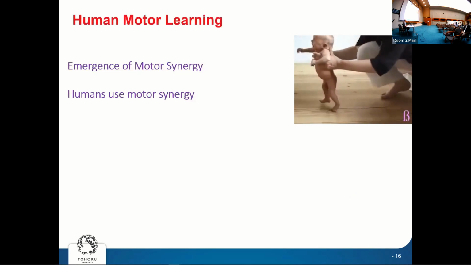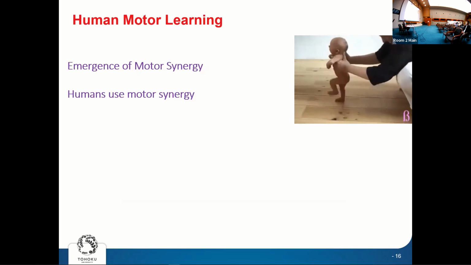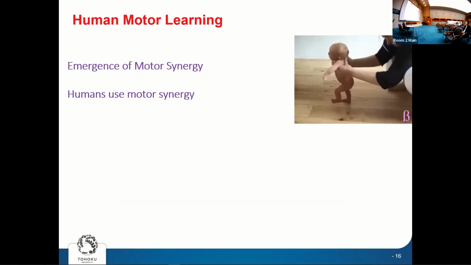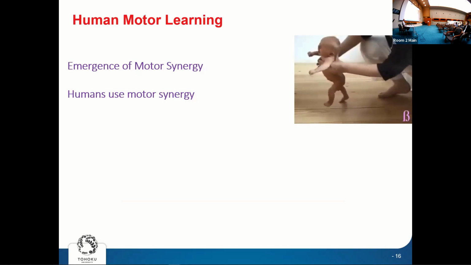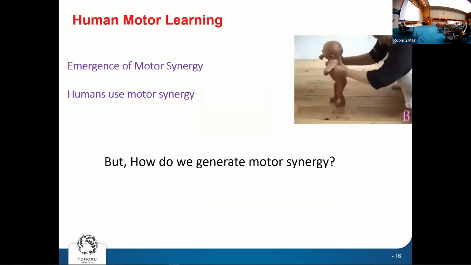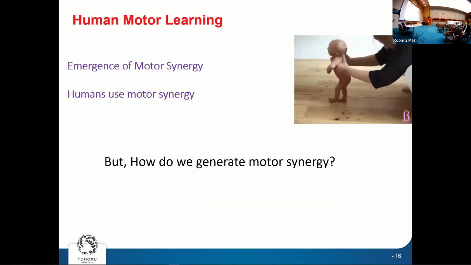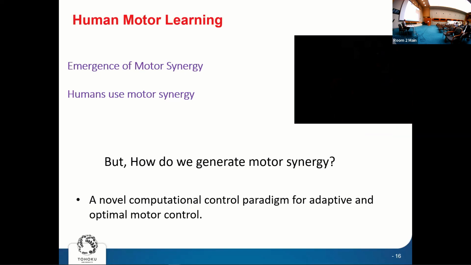This is a motion of a baby, and we can find multiple joint redundancy there, but we also find specific spatial temporal patterns, which means the emergence of motor synergies. The point in this talk is how humans and animals find motor synergy in a computational sense. This is the target of this study. If we can reproduce it, we can better understand the computational principle behind it.